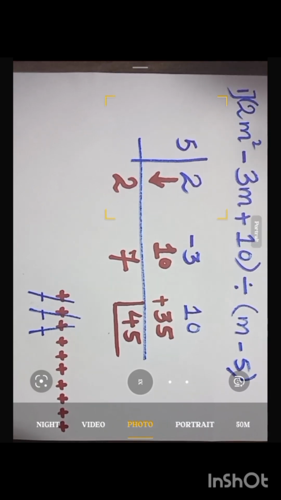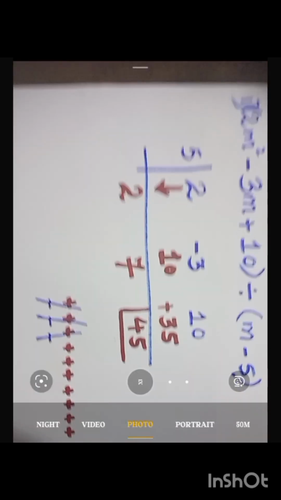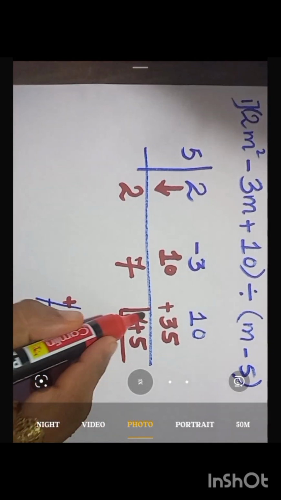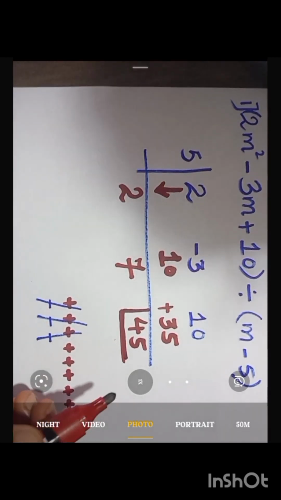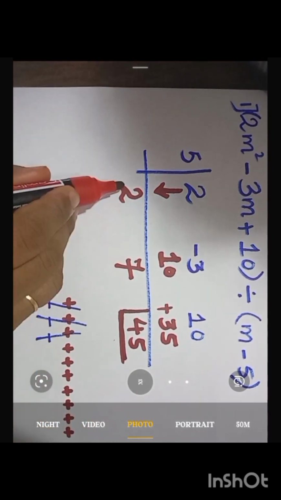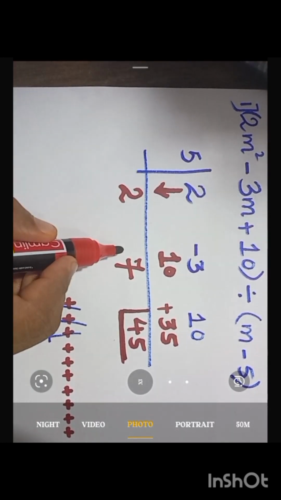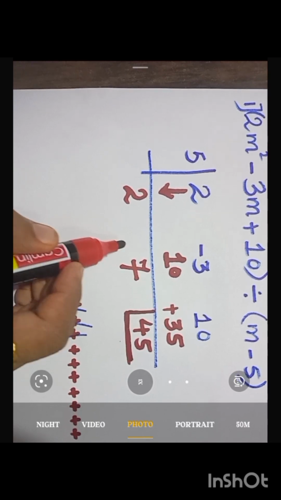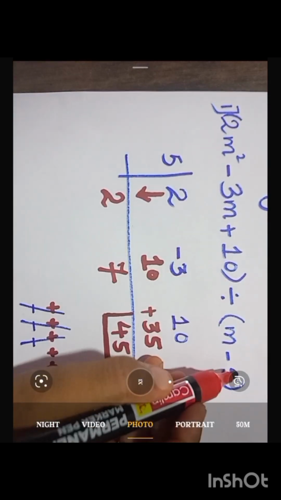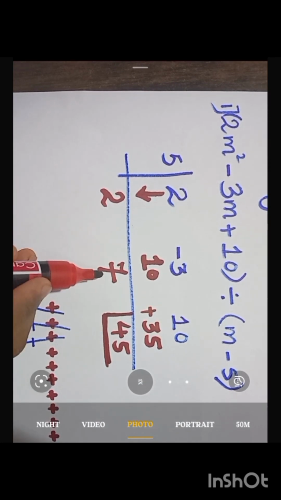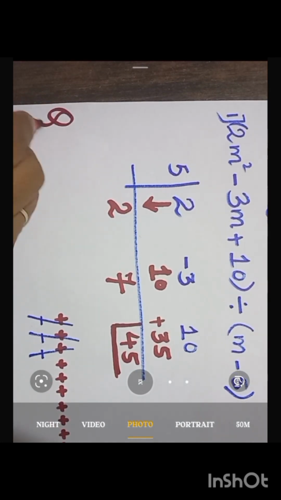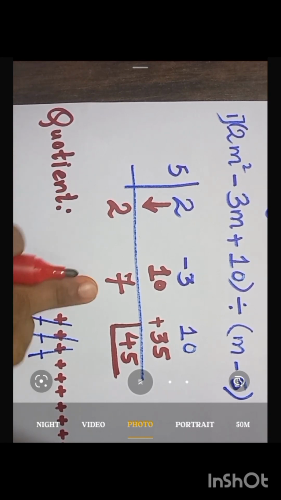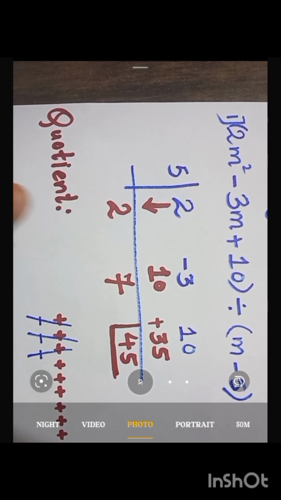Now we'll be deciding what will be our quotient and what will be our remainder. Students, always remember, the last term which we have got would be our remainder, and the remaining terms will decide our quotient. So we have got two terms here, leaving the remainder. The variable given in the question was m, so we will write the quotient using the variable m.